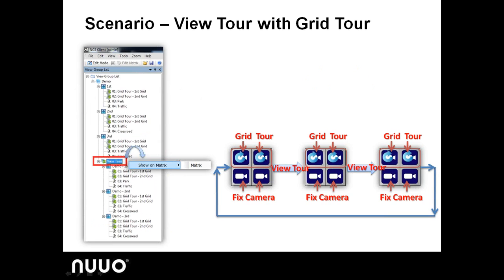Okay, after setting up the grid tool and the view tool is complete, now we will let the view tool with grid tool show on the matrix. So the matrix will show 3 views doing the view tool every 10 seconds, and there are also 2 grids in each view. And each grid tool will change cameras every 3 seconds.